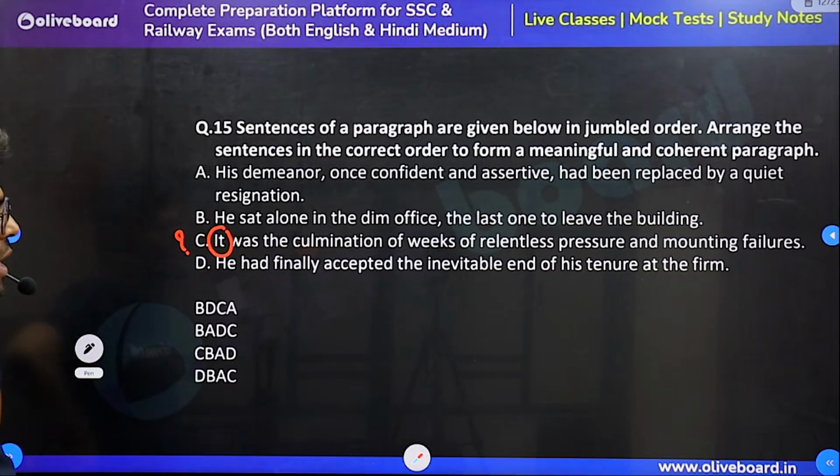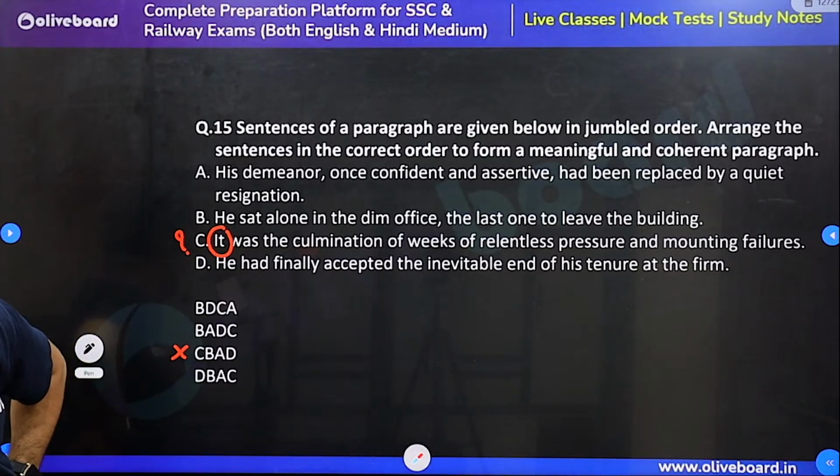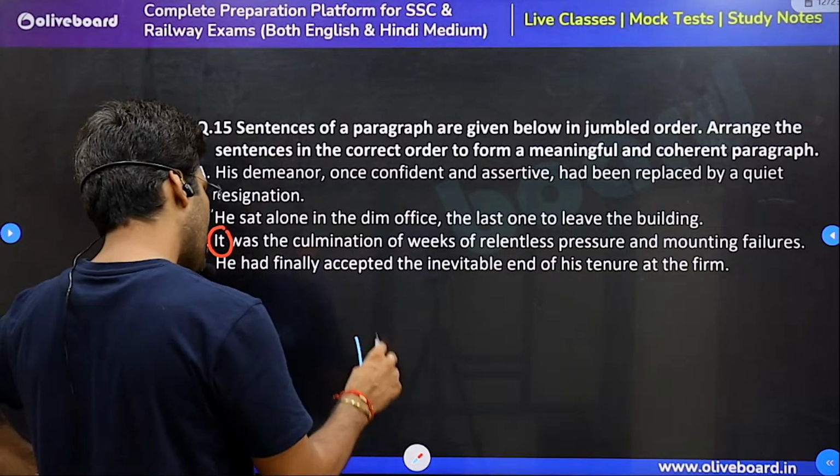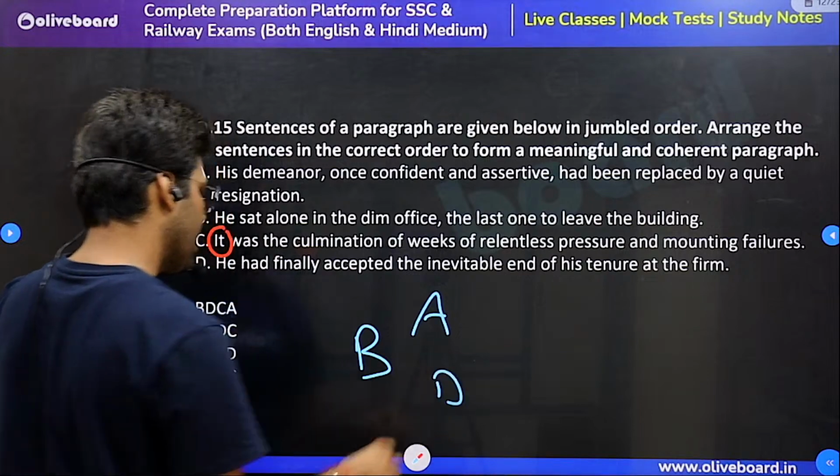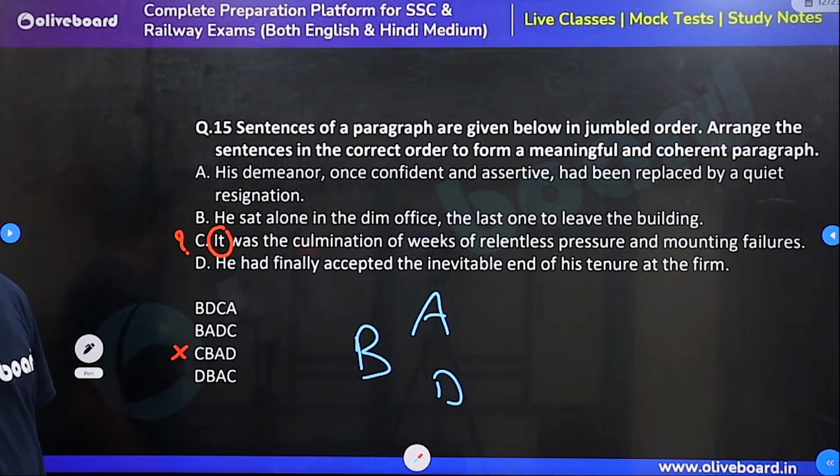It was the culmination. What was the culmination of weeks of relentless pressure and mounting failures? So C is not the first one. Okay, starting with B, not bad. For sure, B is the first one. But now, BA or BD? Majority saying BA.